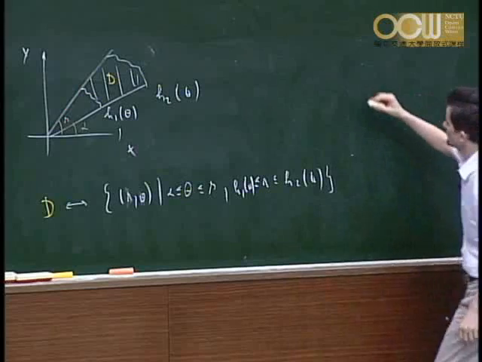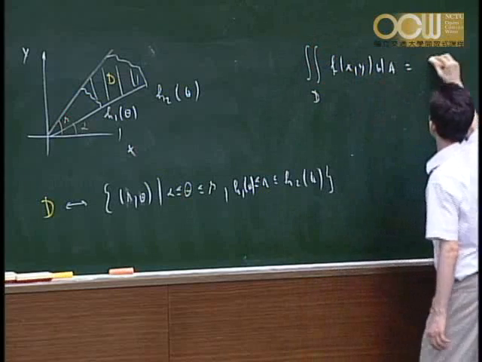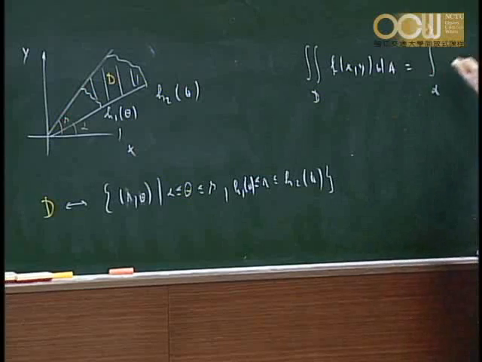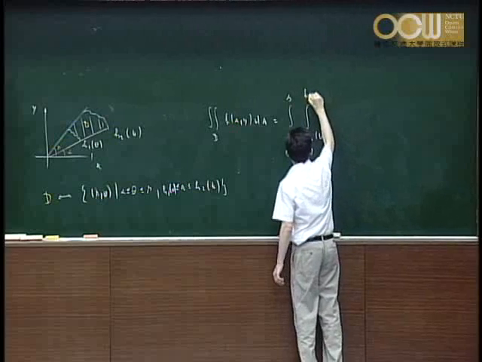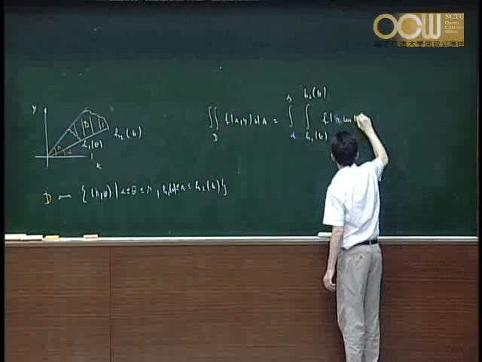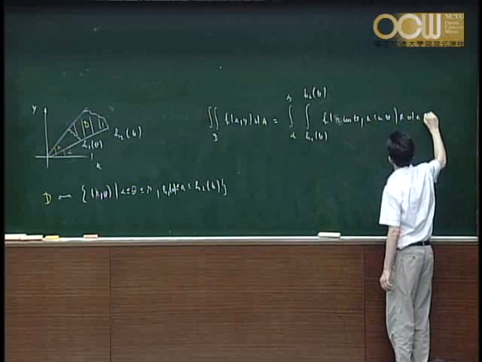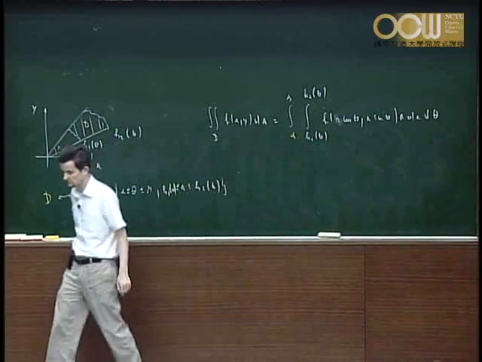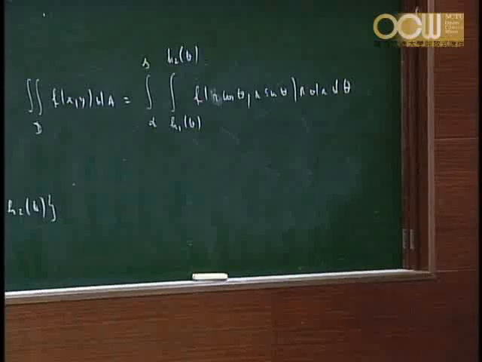Okay, then similarly, the double integral over D of f of x, y dA will become the integral. You first go theta from alpha to beta, then you go along r from h1 of theta up to h2 of theta, and then you have f of r cosine theta, r sine theta, r dr d theta. Okay, so this is the more general situation, because the proof you just saw before is just for polar rectangles, but it's also true for these more general situations.